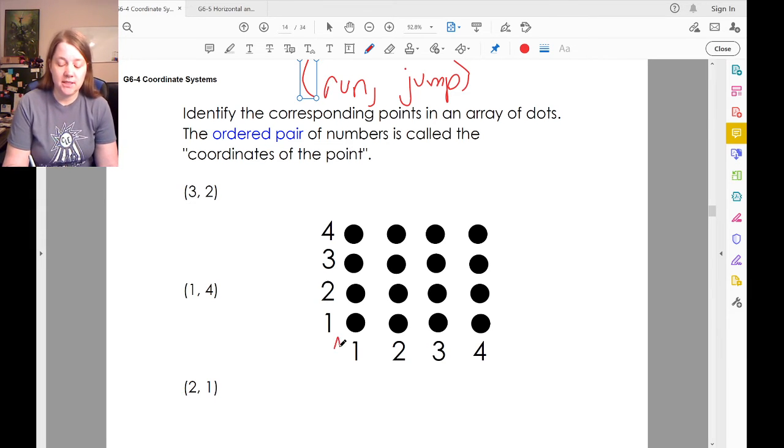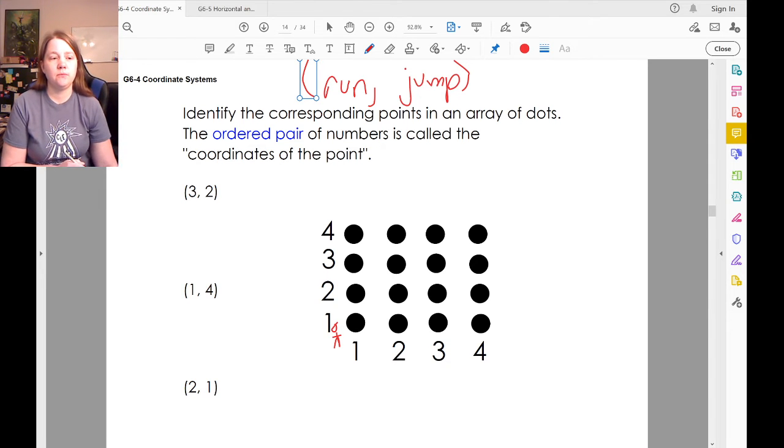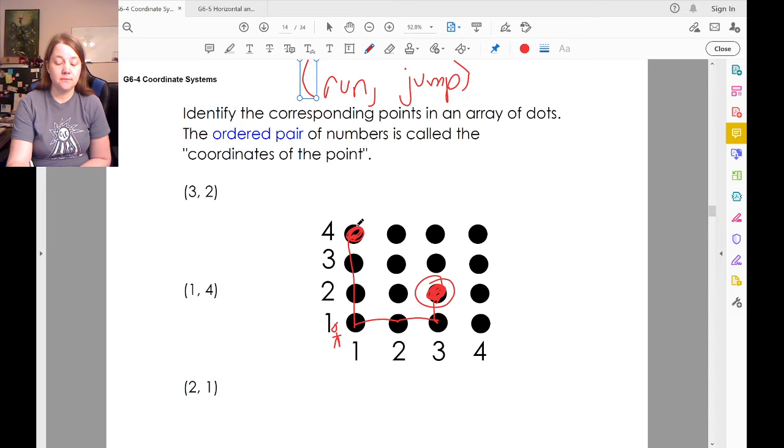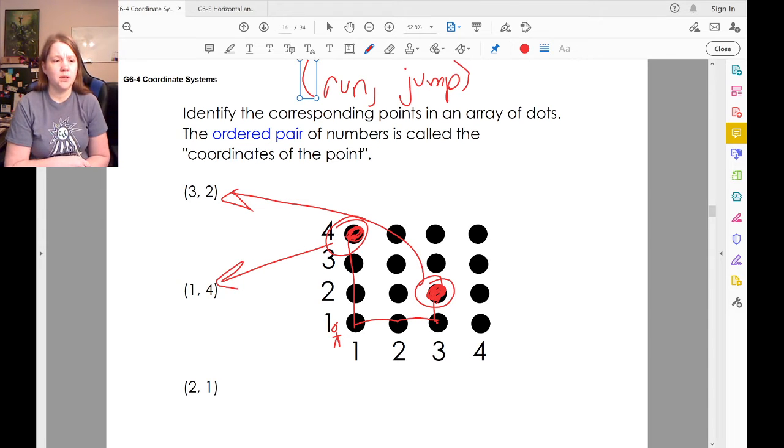Your character always starts down here. Go ahead and find 3, 2. If you started your character here and ran 3 and then jumped up from 1 to 2, this is the spot that you would be at. What if I ask you for 1, 4? Your character is going to be at the 1 and jump 4. Where's 2, 1? Right here.